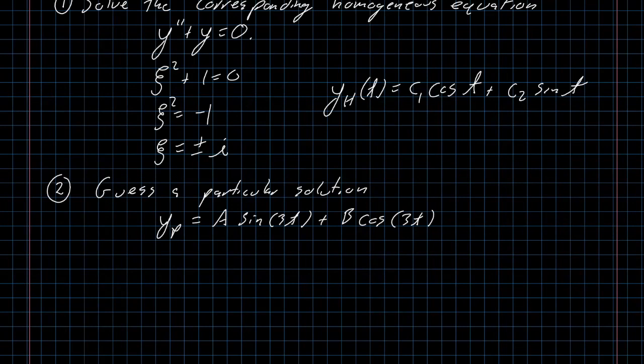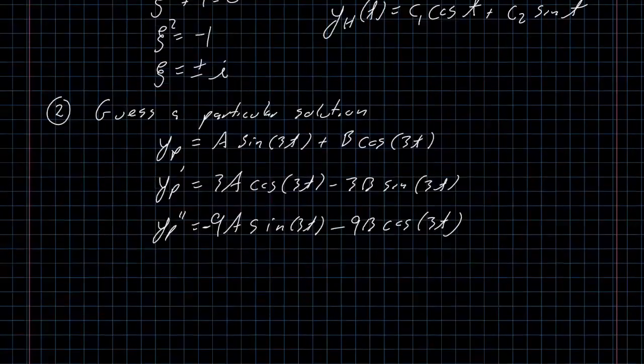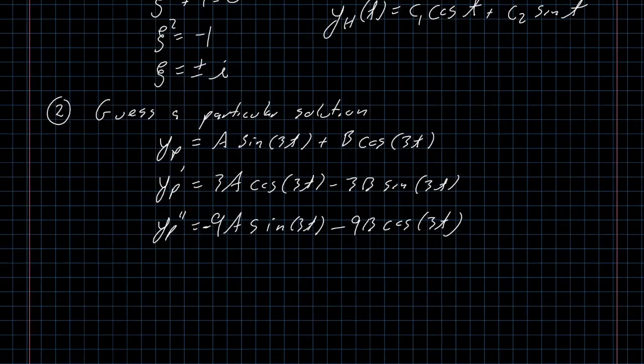We take the derivatives of this thing. y_p prime is 3a cosine of 3t minus 3b sine of 3t, and y_p double prime is negative 9a sine of 3t minus 9b cosine of 3t. Substitute those particular solutions into the original differential equation.